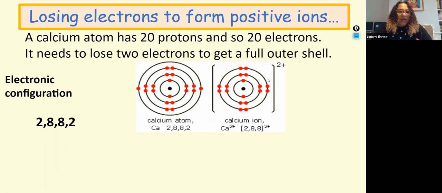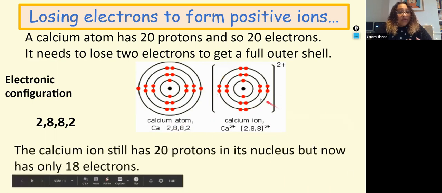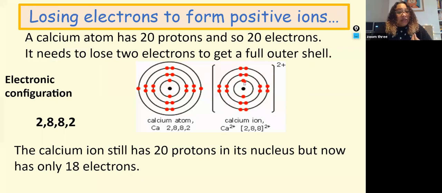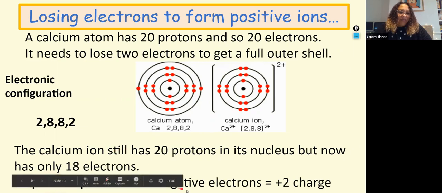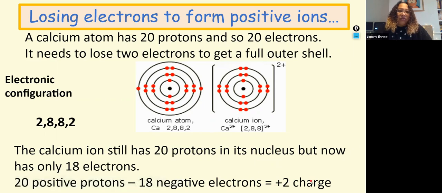Always making sure you put the brackets to indicate that it's an ion. Still got 20 protons in the nucleus, so it's still a calcium. Remember that proton number is almost like its ID number. If it's got 20 protons in its nucleus, it's calcium. It can't be anything else. It must be calcium, but it could be an ion if it was charged because it had lost or gained electrons. So it would be a calcium ion. And again, the 20 positive protons minus the negative electrons, the 2, gives us a 2+ charge.